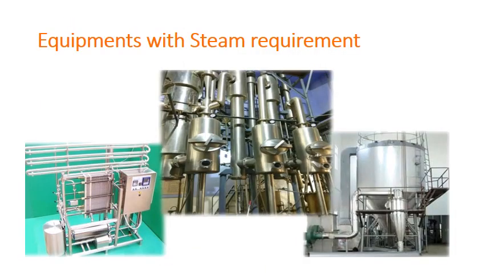Here we can see some of the major equipments where steam is required. On the left side, you can see the plate heat exchanger in an HTST pasteurizer. The HTST pasteurizer needs steam or hot water for heating the milk and for the pasteurization process. In the middle, you can see the vacuum pan or vacuum evaporator, where the steam is supplied for evaporation and concentration of milk.